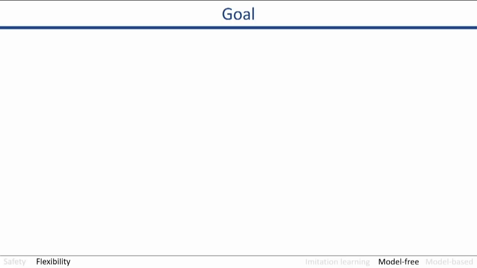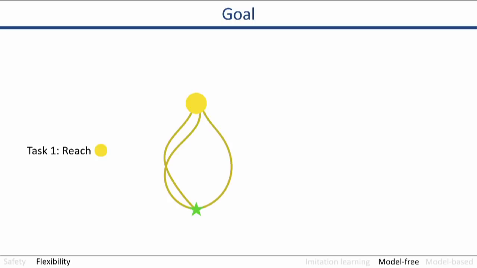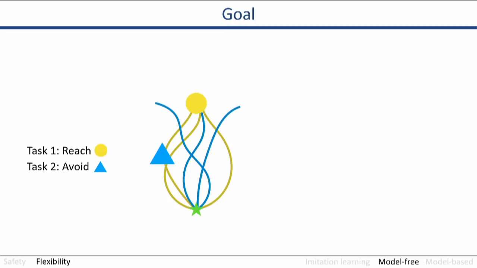So the goal, again, is to be flexible. So let's be able to accomplish multiple tasks at test time. So let's say our robot starts at this star, and maybe task 1 is to reach this yellow circle. And these are the rollouts it gets that are successful. All of them accomplish it, yay. Now, let's say we have a task 2, and the task 2 is to avoid. Now, there are a bunch of trajectories, and all of these avoid the blue triangle. So again, yay, we have good policy.